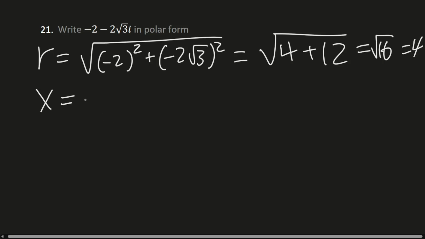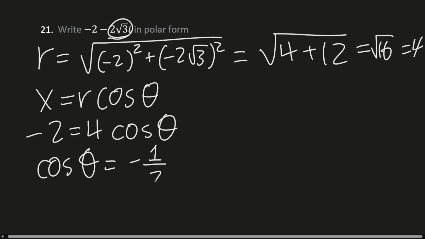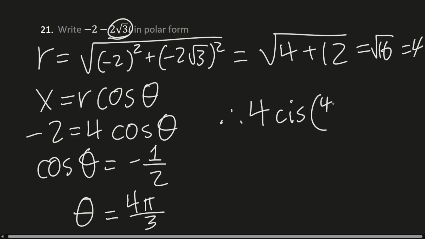I'm going to use x is equal to r cos theta to avoid having to deal with the square root here. And so, if we plug in our values, we get negative 2 is equal to 4 cosine of theta. We get cosine of theta is equal to negative 1 over 2. I notice that this is in quadrant 3, and this is a nice number to solve for, and so I'm just going to do it in my head. We get 4 pi over 3 for our quadrant 3 angle. Therefore, we can write this as 4 cis of 4 pi over 3.